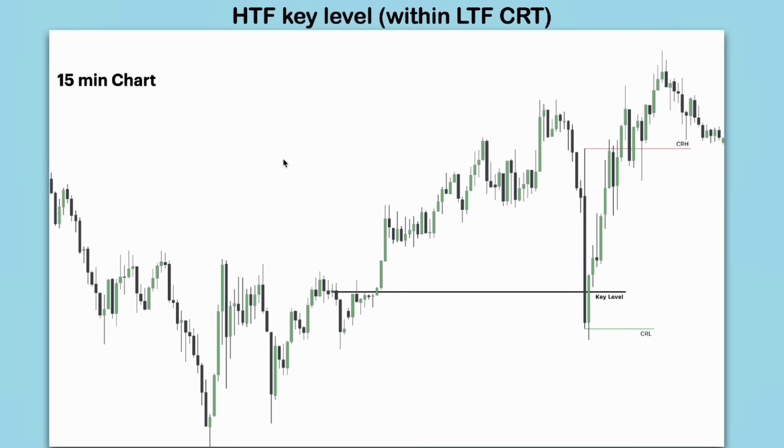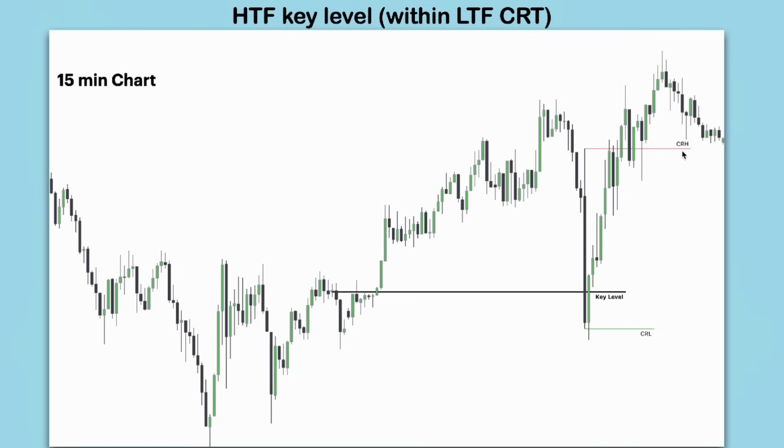Here's a perfect example. This example involves a higher time frame key level within the lower time frame CRT, not below or above, but within. Understand that this is a 15-minute chart with the key level coming from an hourly chart. The CRT high and low formed, the key level was hit, and the range was created. We swept the range low and came back above the key level, causing price to explode upward. As soon as the price closed above the key level, it expanded quickly, targeting the CRT high.